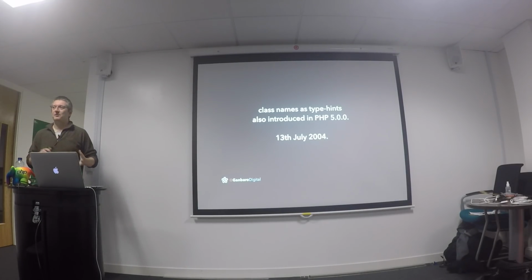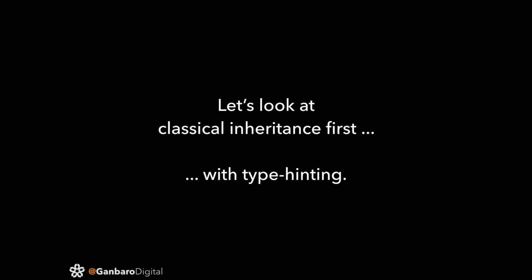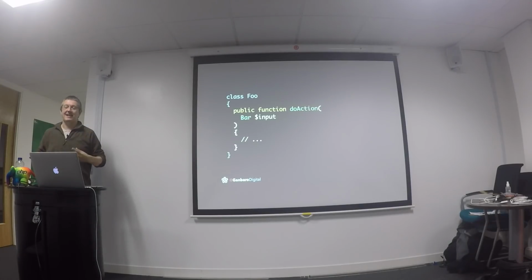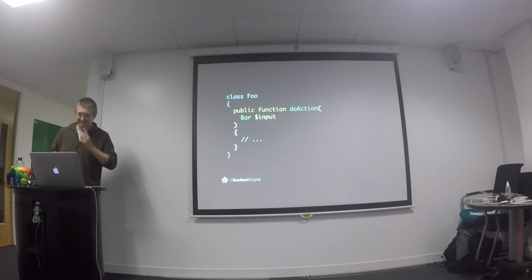Now before we look at what final does with type hinting, let's look at what classical inheritance looks like with type hinting first. And I'm deliberately going to use a very simple example so it fits on the slide and everyone can read it no matter how far back you are. We're going to look at the method that's consuming a class and is using a type hint. And then eventually we'll look at the class itself.